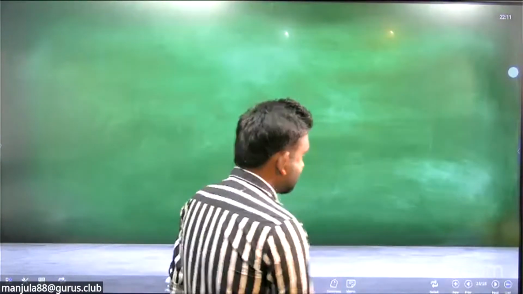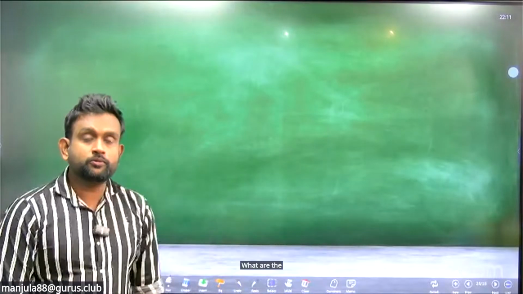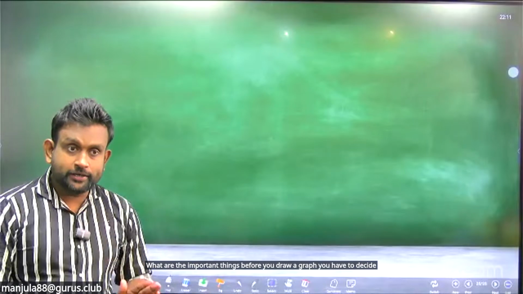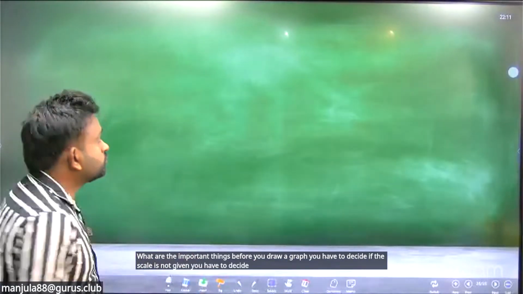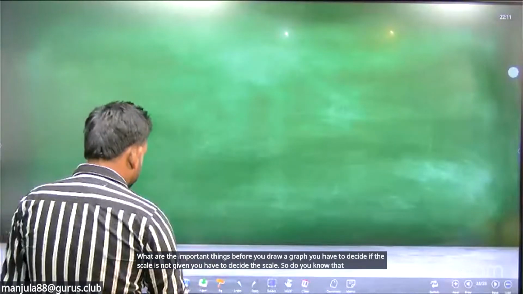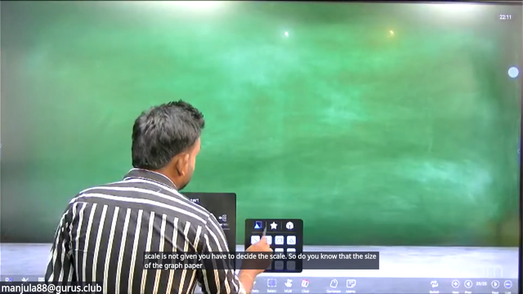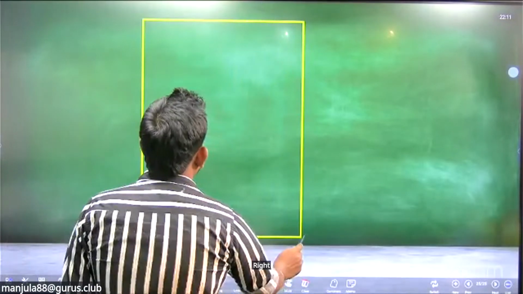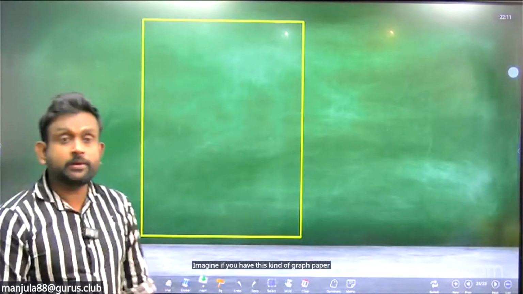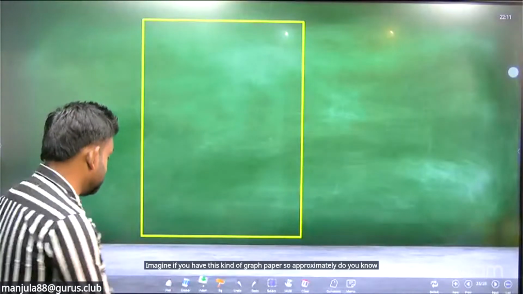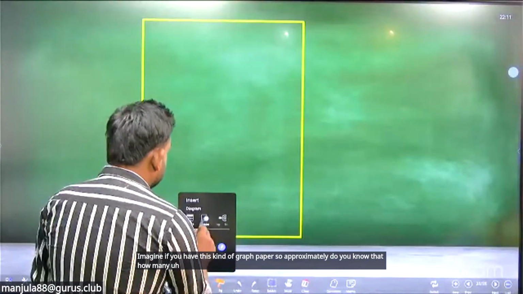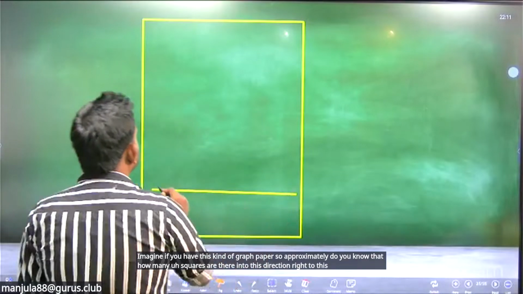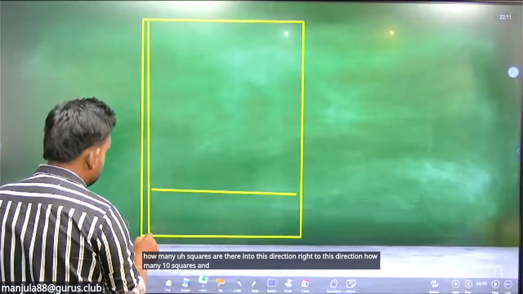So what are the important things before you draw a graph? If the scale is not given, you have to decide the scale. Do you know the size of a graph paper? Can anyone tell me? Imagine you have this kind of graph paper. Approximately how many squares are there in this direction, and how many in that direction?